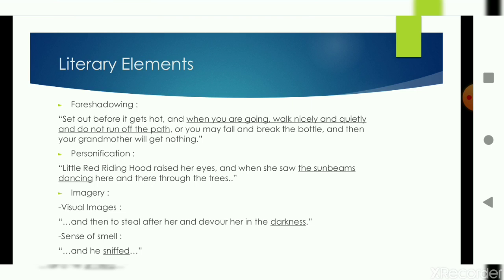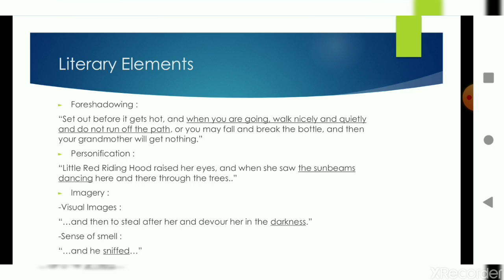Foreshadowing is when an author mentions or hints at something that will happen later in the story. And when you are going, walk nicely and quietly and do not run off the path. It is the hint for what will happen later in the story. And you know what exactly happened next: Little Red Riding Hood ran off the path. Then we have personification. Something that is not human is given human characteristics.